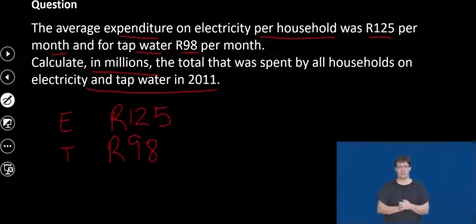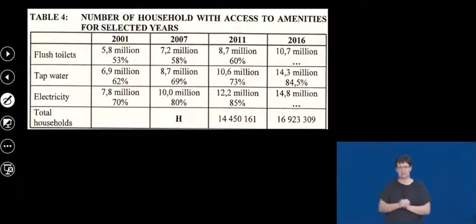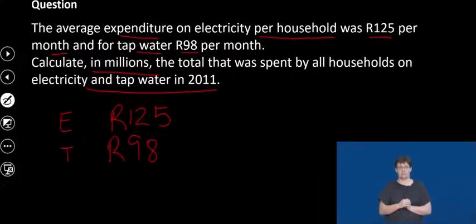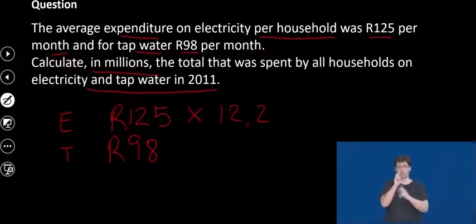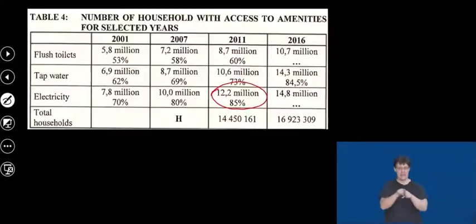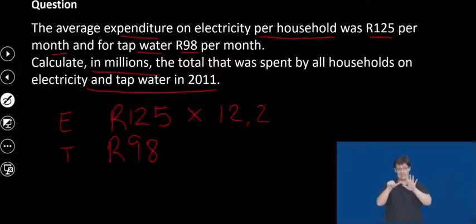And I need to know how many households there were. So it's 2011, so let's go to our table. 2011 electricity was 12.2 million. So I'm going to times that by 12.2 million. And I'm going to do the same with the tap water. Let's just see what the tap water was. Tap water was 10.6 million. So I'm going to times this by 10.6.